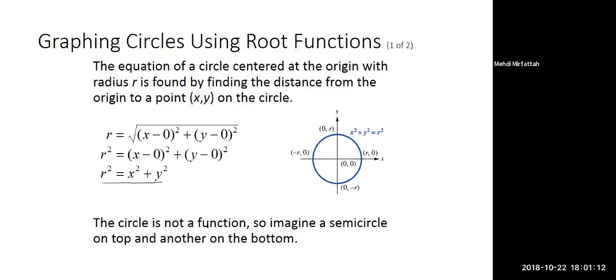So the circle is not a function. So imagine a semicircle on top and another semicircle at the bottom. So really a circle consists of 2 semicircles, one at the top and one at the bottom. And we can actually use this fact in our graphing calculator and enter two functions there to recover the circle for us.